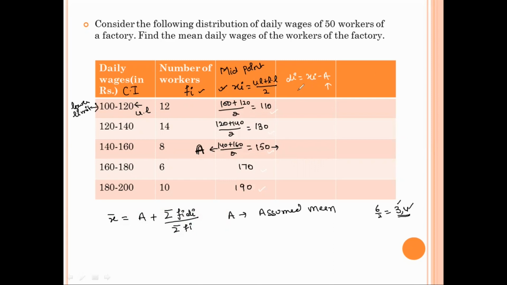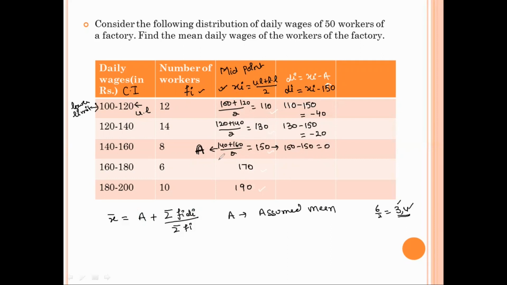अब di इक्वल्स टू क्या हो गया हमारे पास: xi माइनस a, a is 150. सो हमारे पास di वैल्यूज कैसे बनेंगी, xi इज 110 माइनस 150. तो इनका जो डिफरेंस आया, क्या हो गया हमारे पास, -40. The next value 130 minus 150. So difference is -20. The next is 150 minus 150, that is equals to 0. So these are your xi values.